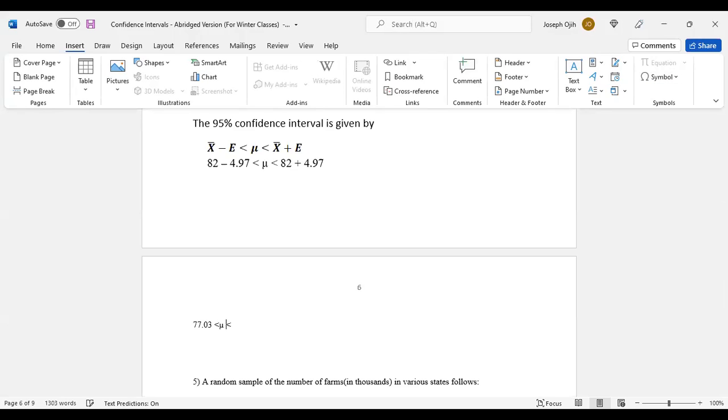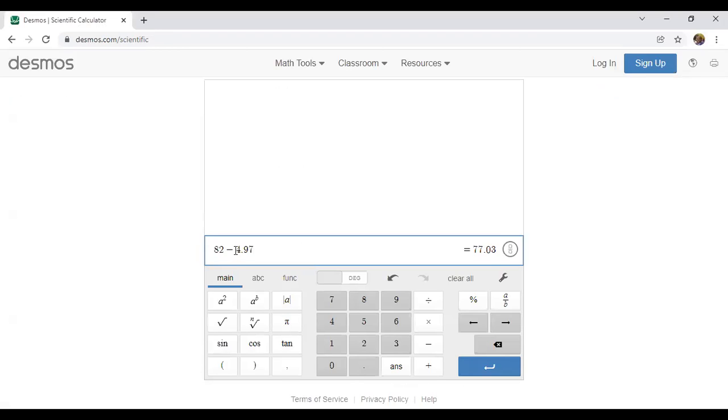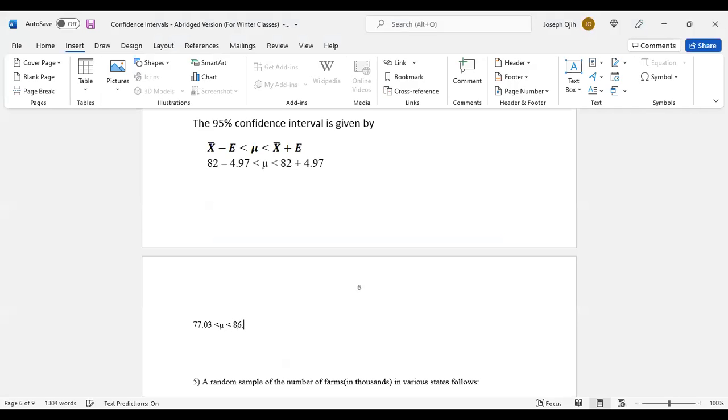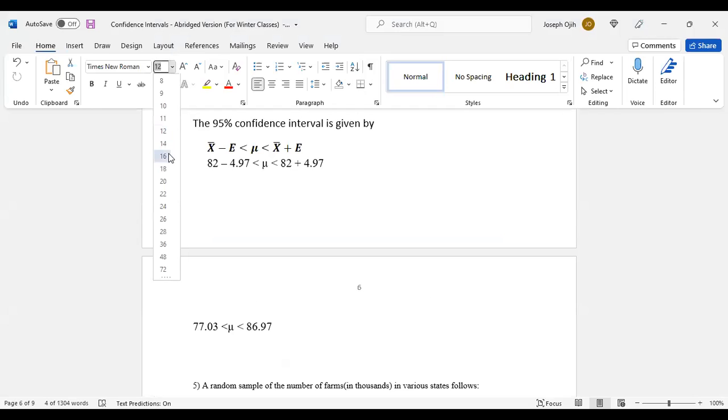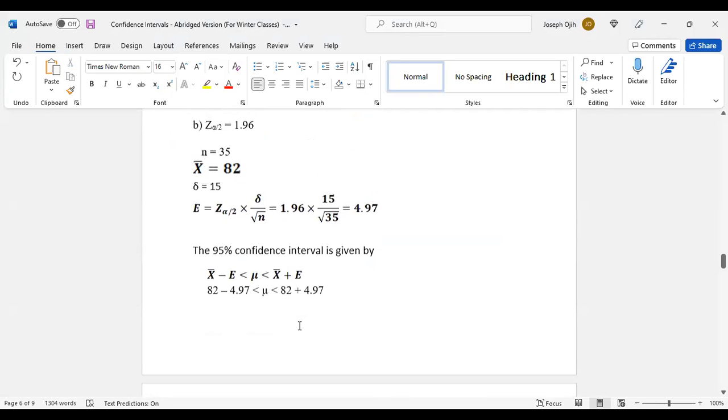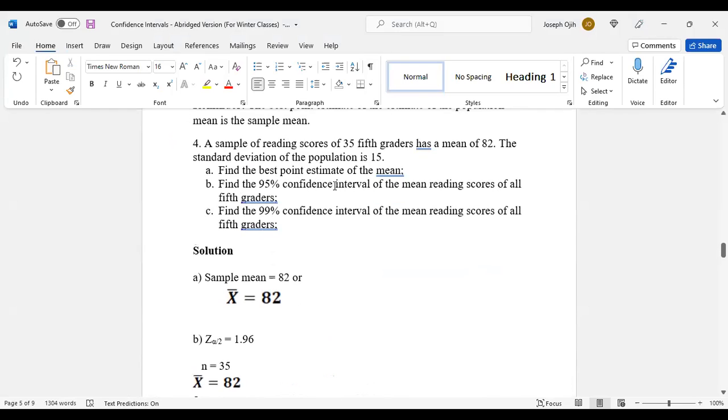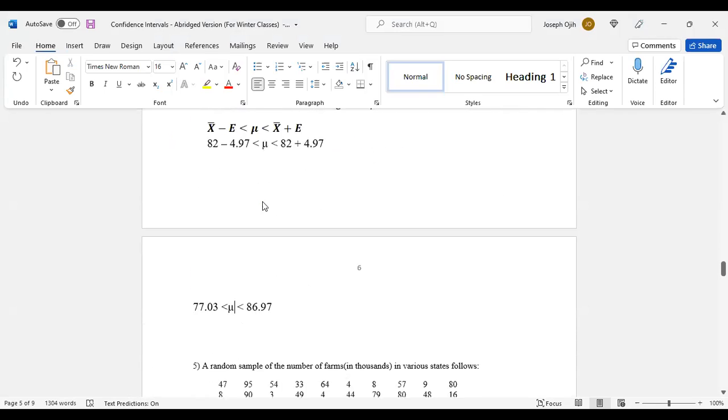Now on this side, we have plus. So you add them together on the right side, and you get 86.97. So that is the confidence interval. Now the next thing is to make a conclusion. I remember the question says, find the 95% confidence interval of the mean reading scores of all fifth graders. So it's the answer for that.